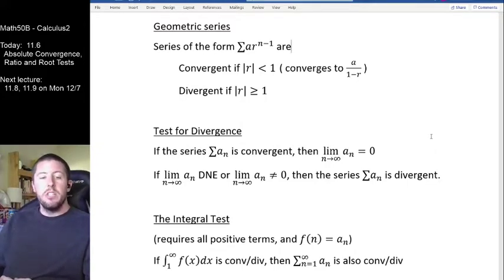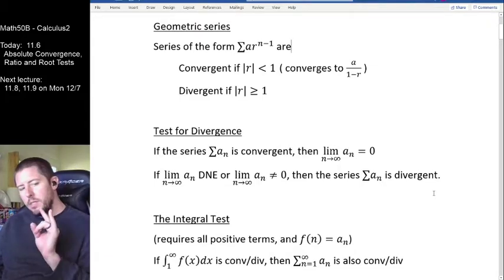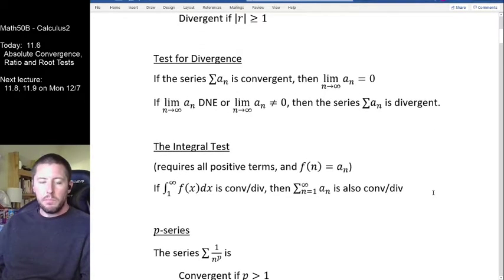Our test for divergence says, if the limit of the terms of the sequence doesn't exist, or if the limit of the terms is not equal to 0, then the series must be divergent. So that's our test for divergence. If the limit of the associated sequence doesn't exist or is not 0, then the series is going to be divergent. Remember, we've got a distinction between sequence and series happening there.